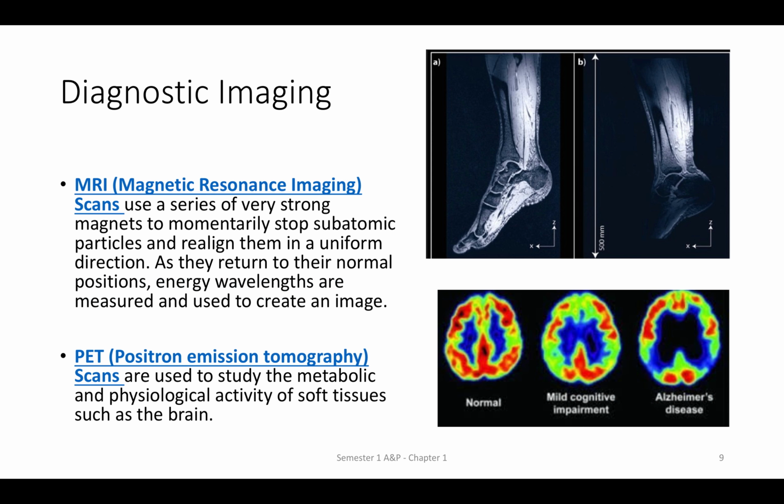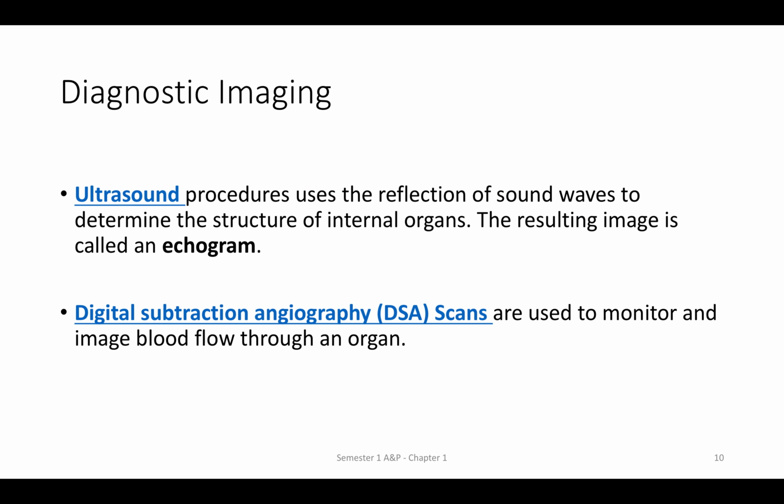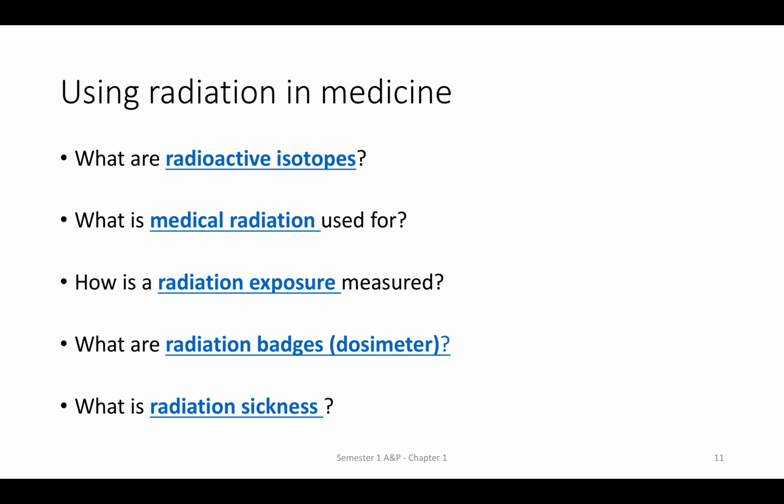CT scans are going to take multiple x-rays of a patient and piece them together for a clearer image. We use MRIs to look at the soft tissues like our muscles and organs, where PET scans are used to measure the metabolic activity of our brains. Ultrasounds look at the structure of our internal organs, and DSA scans are going to look at how blood flows through an organ. All of these types of imaging, well, most of them actually, are going to use some type of radiation.